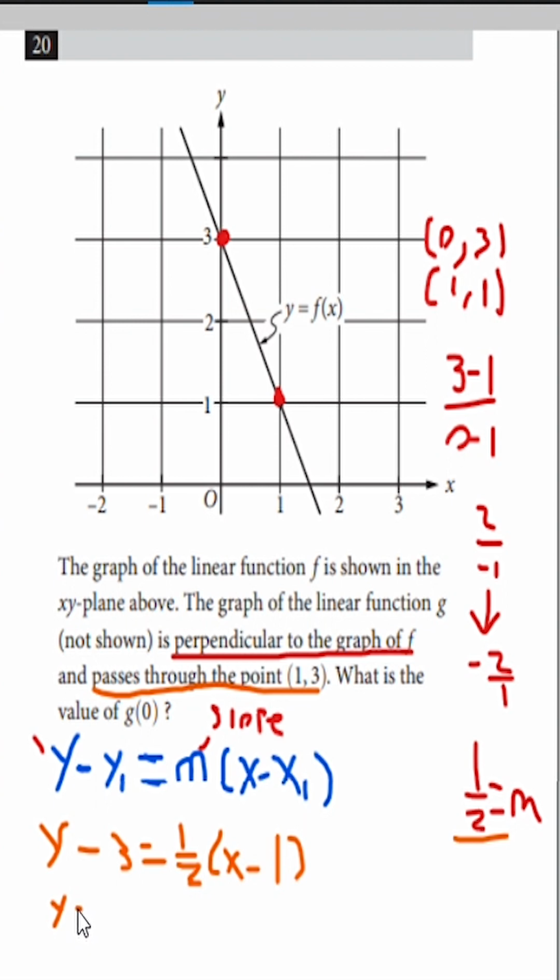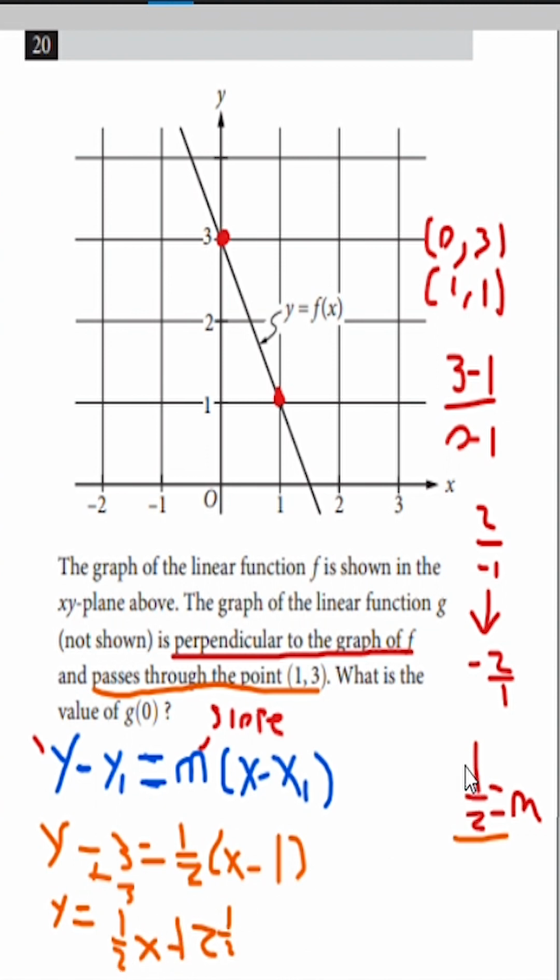So we're going to move this 3 over. Let me just put that over here so it's easy to see. And distribute this 1/2. So we're going to end up with 1/2 x minus 1/2 plus 3, which is plus 2.5, or just 2.5.